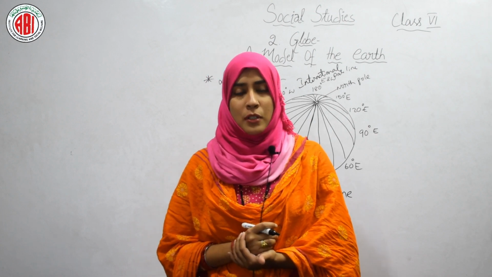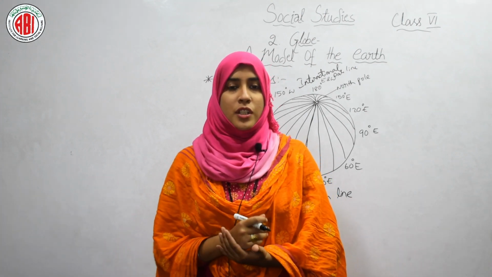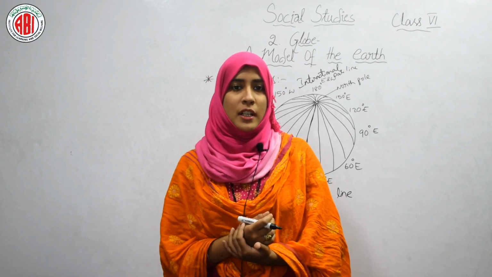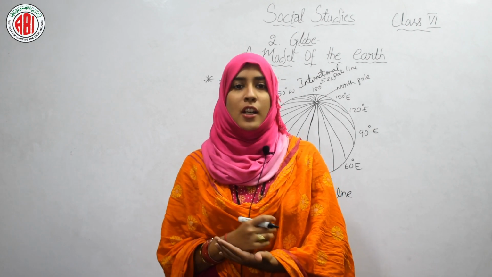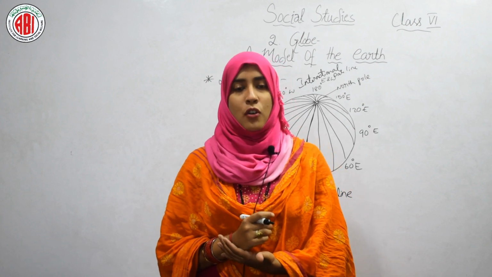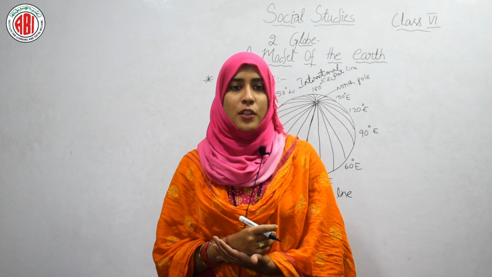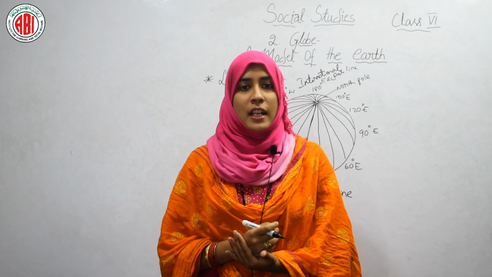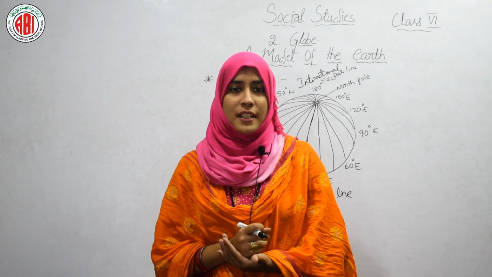So this was all about our lesson. In this lesson we have discussed the shape of the earth, oceans and continents, and latitudes and longitudes. I hope you understand the concept easily, and I also suggest you bring a globe and try to figure out the places and the continents on the globe, and try to find your country with the help of the globe. When you do this activity, you will understand the concept very clearly, and we will continue with the next chapter in the next class. Thank you.